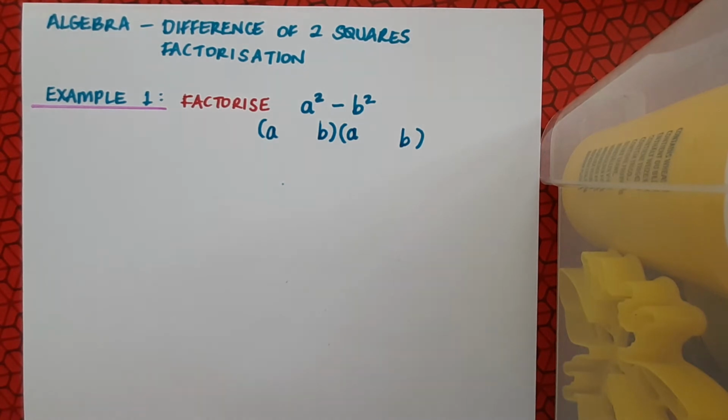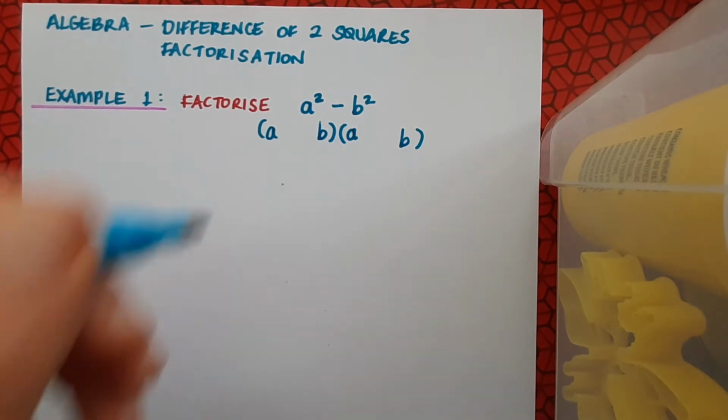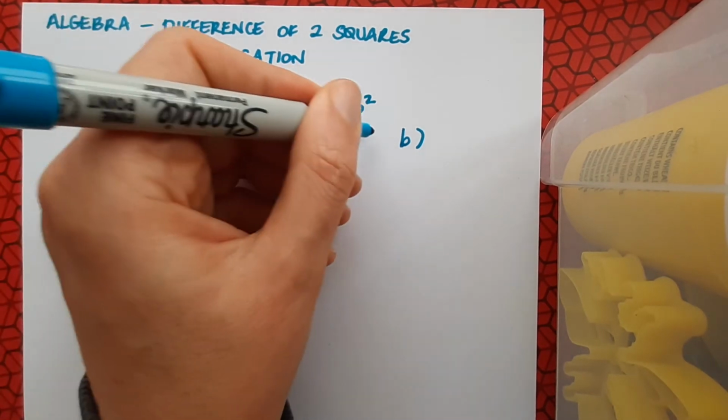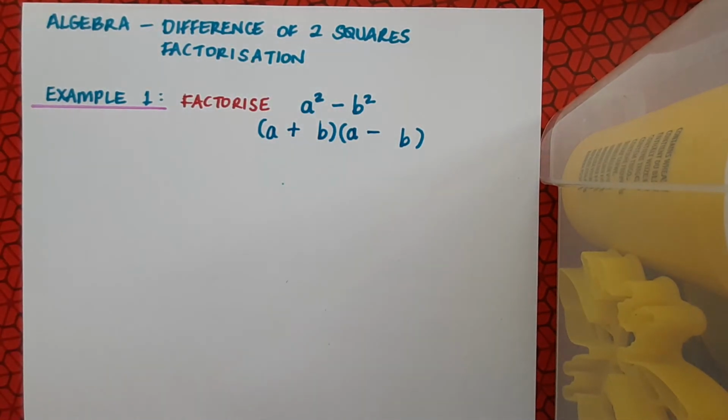And then I must decide on my signs. Well, with the difference of two squares, I always have one positive and one negative sign. The order of these doesn't matter. I'm going to put my positive sign in the first bracket and my negative sign in the second bracket.